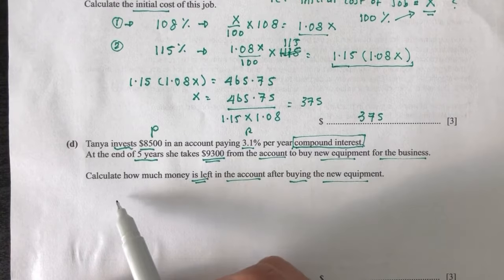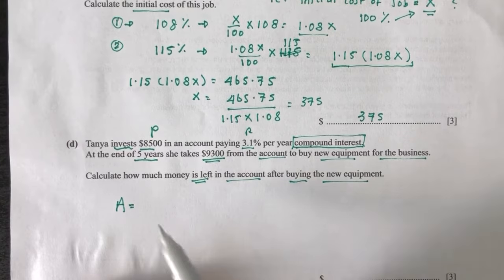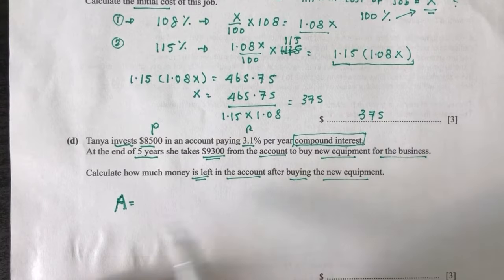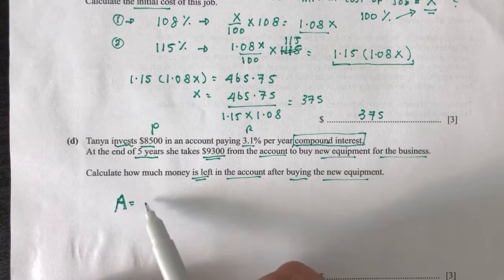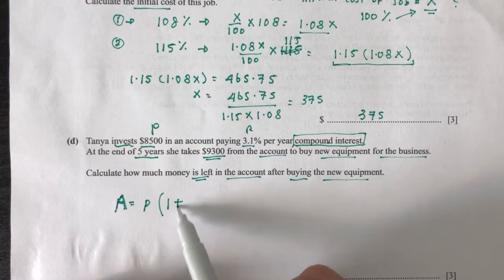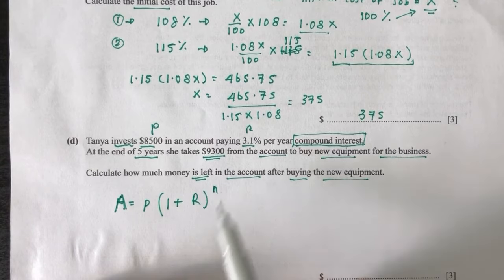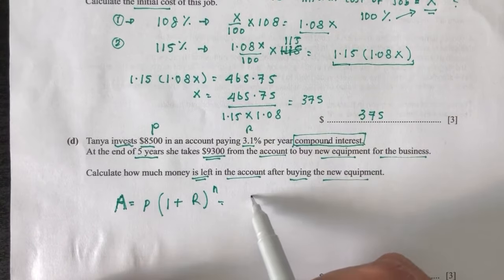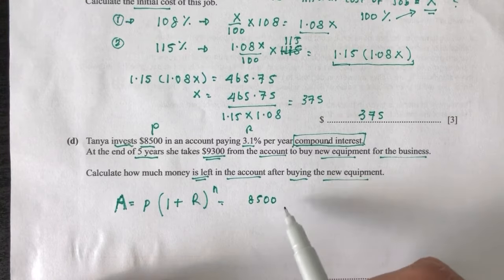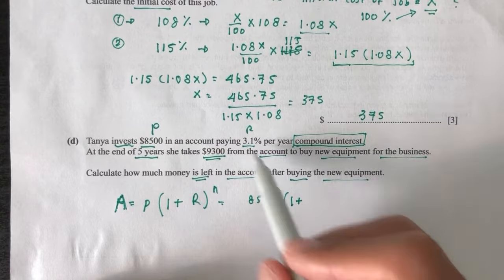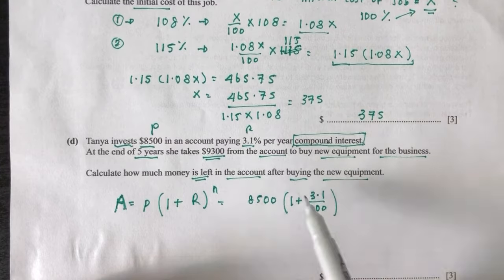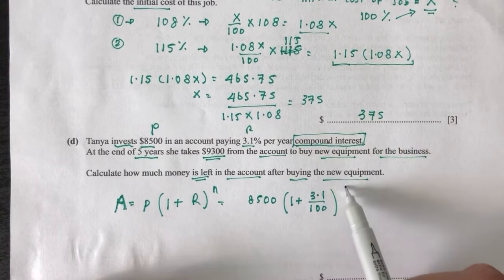So first we need to find how much money she has in the account at the end of the 5 years before buying the equipment. So we have to use the formula for compound interest: A is equal to P times (1 plus R) to the power N. So we place that in. P is the investment, which is 8,500, times 1 plus the rate, 3.1%, to the power of the years N, which is 5.